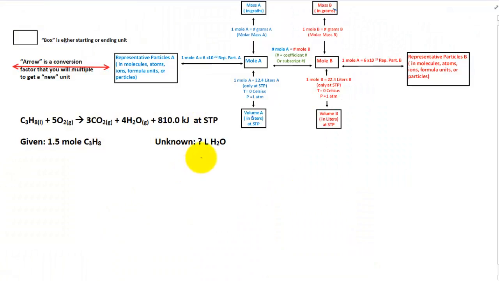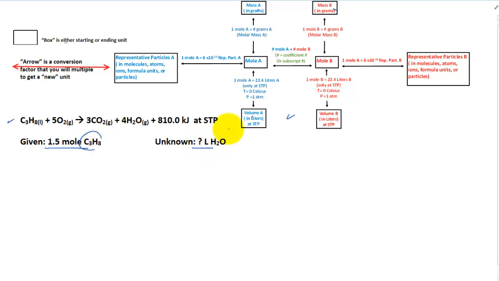In this lesson, you are going to learn how to solve the values of the unknown from your given based on this flowchart right here. So here we have a chemical equation, but we're going to use that later. Our given is 1.5 moles of C3H8, and we're looking for liters of water.